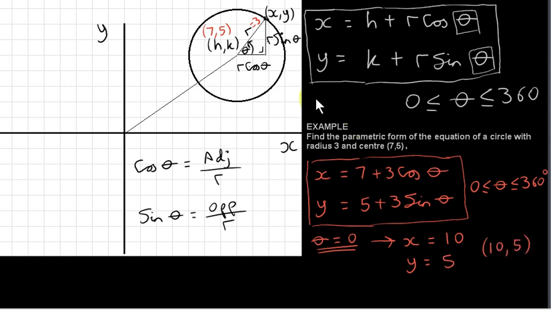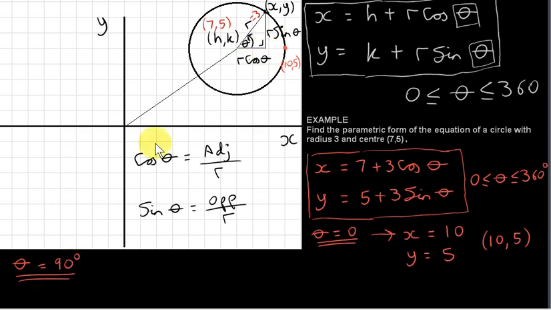Let's look at that point on our diagram. Well, it's this point here actually. We go out 10 units and we go up 5 units. So this point here corresponds to a value of theta equal to 0. So if we draw in the radius line to this point, the angle between the radius line and the positive x-axis is 0. It's not surprising.